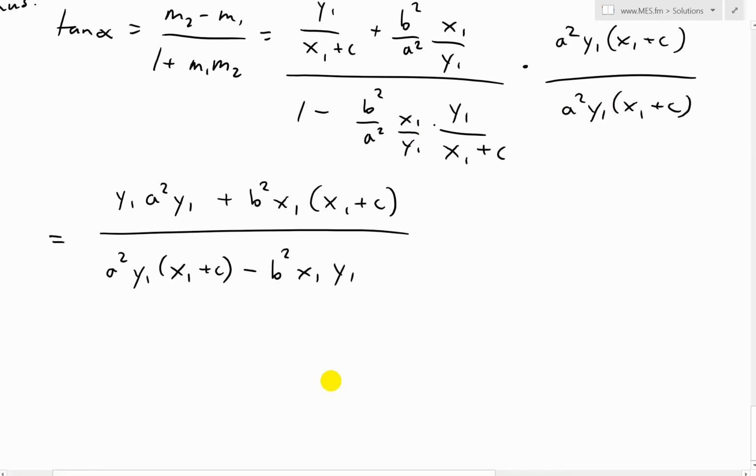And now what we could do is just multiply that out and see what we get. So we get a y1 on the top, a squared times this y1 there, that's just y1 squared.